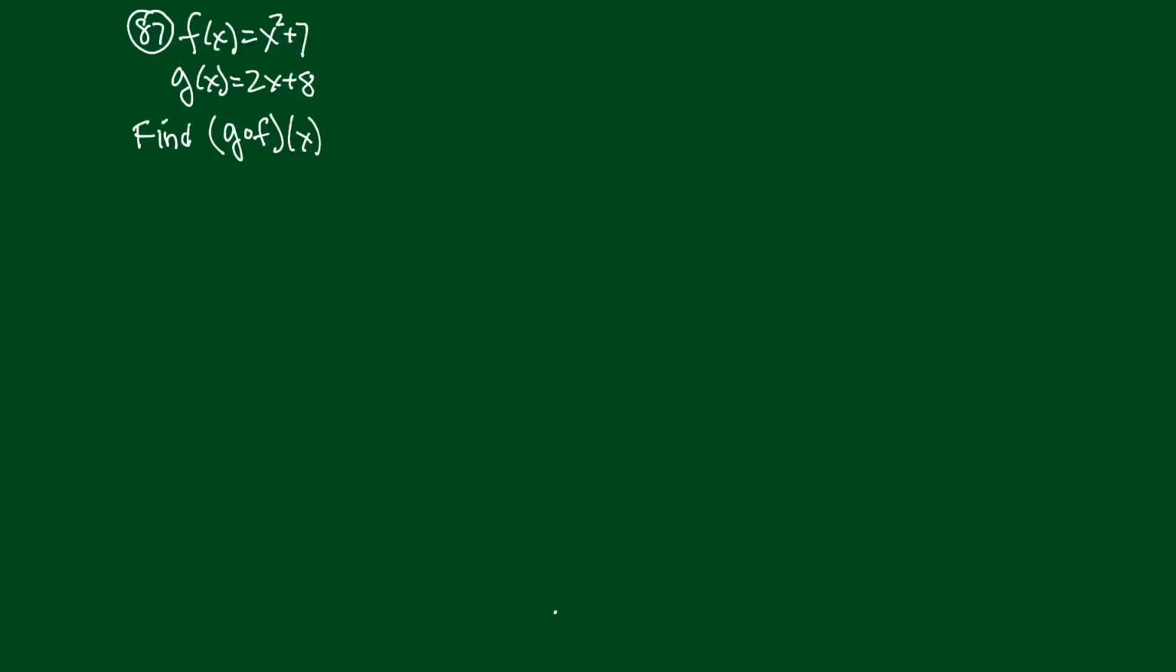87 gives us two individual functions here. They give us the f function, which is that quadratic, and the g function, which is this linear function. And they want us to construct a new function by composing these two functions together. So we want to find g of f. So I'm going to write that, g of f.